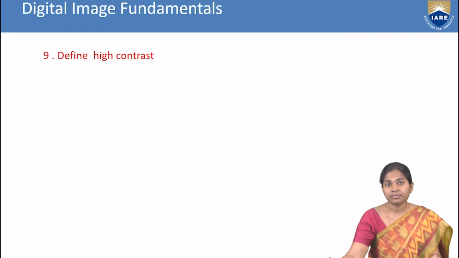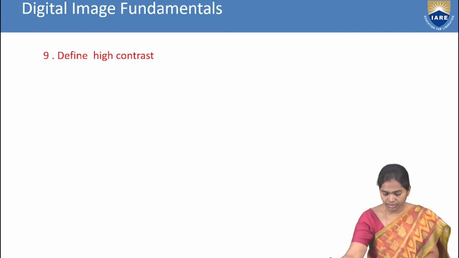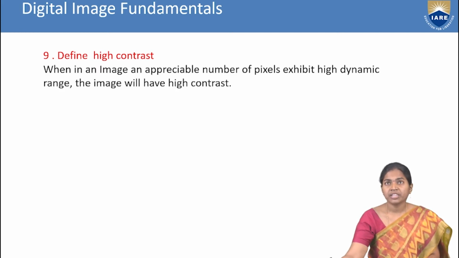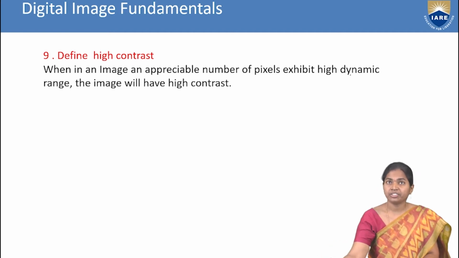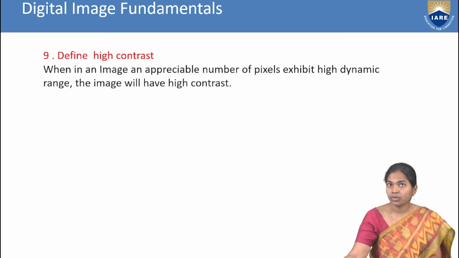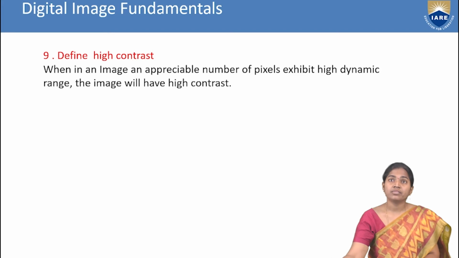The pixel value with the maximum gray level is brighter compared to the adjacent gray levels. When an image is appreciable, a number of pixels exhibit a high dynamic range, so the image will have high contrast. High contrast means here that the image is more bright.